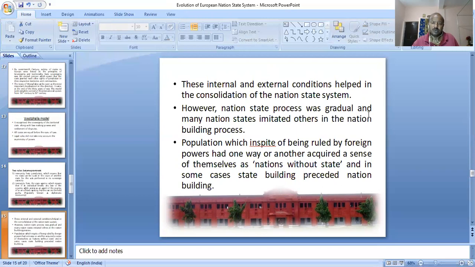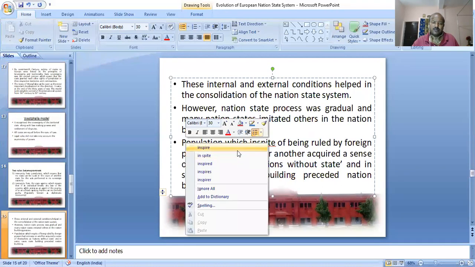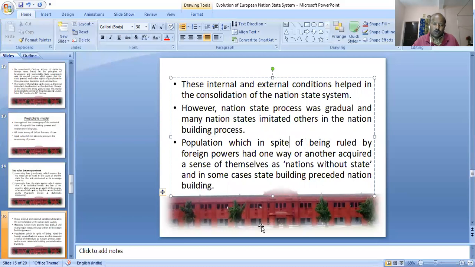So population, which in spite of being ruled by foreign powers, had one way or another acquired a sense of themselves as nations without state, and in some cases state building preceded nation building. So this is very, very important, which I have already told you in the beginning. That's why I said I will try to explain it to you when I come to the slides.